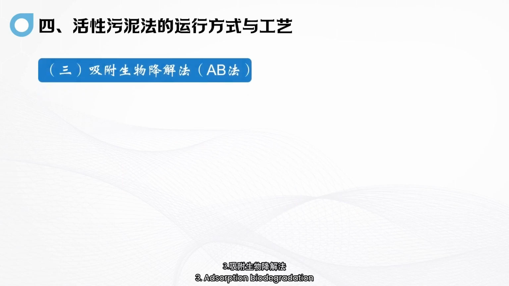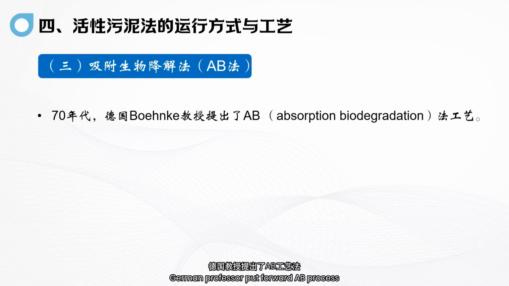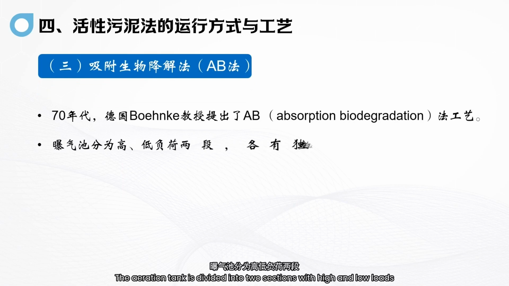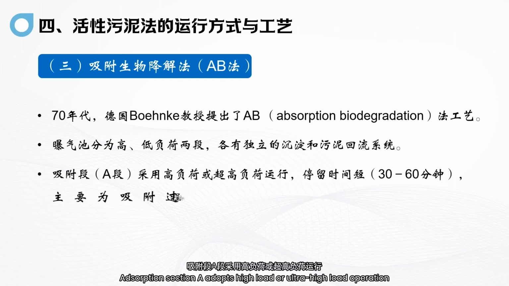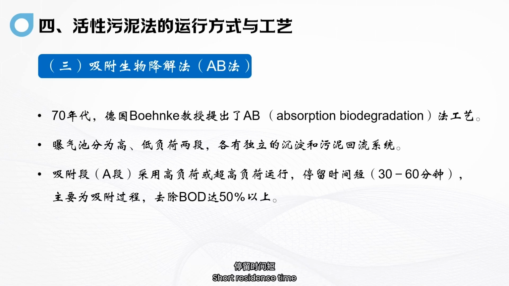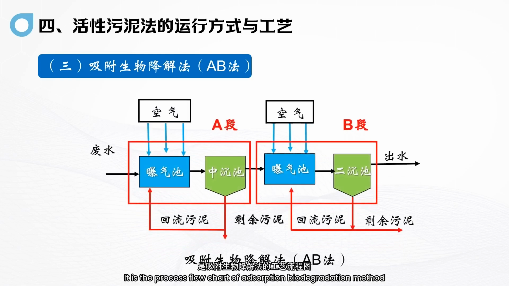3. Adsorption biodegradation, also known as the AB method. In the 1970s, a German professor put forward the AB process. The aeration tank is divided into 2 sections with high and low loads, each with its own sedimentation and sludge reflux system. The adsorption section adopts high load or ultra-high load operation, with a short residence time of about 30 to 60 minutes. It is mainly an adsorption process, and the removal of BOD can reach more than 50%. Section B, the oxidation section, adopts low load operation, with a residence time of 2 to 4 hours. As shown in the figure, this is the process flow chart of the adsorption biodegradation method.